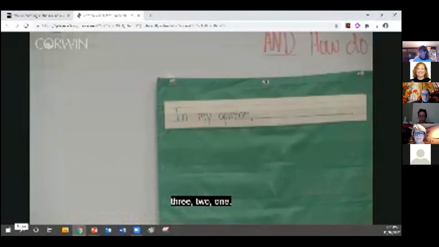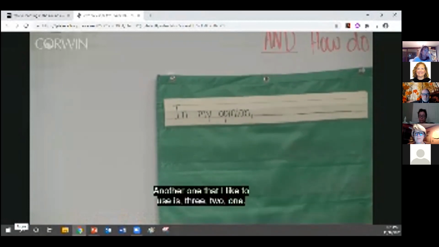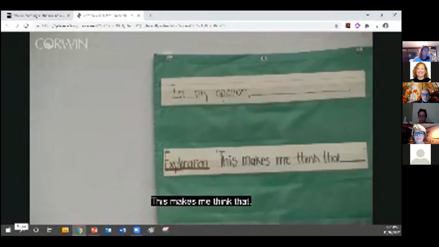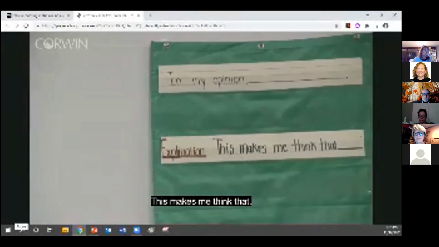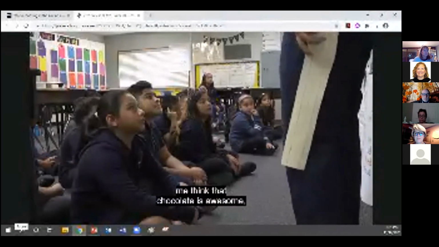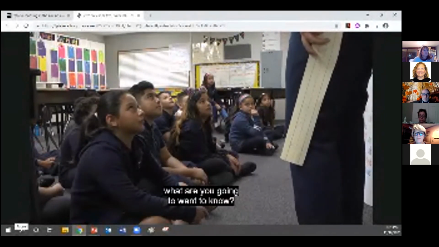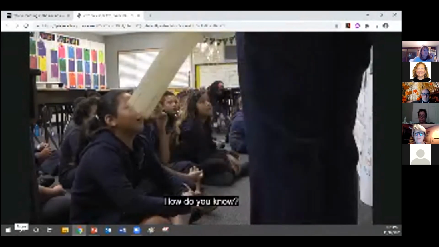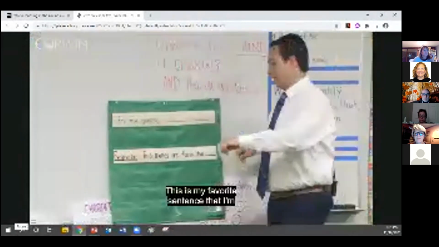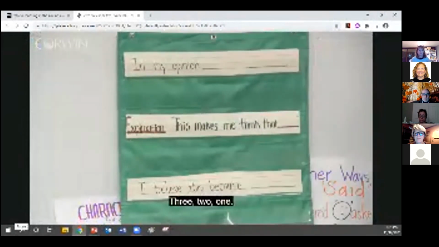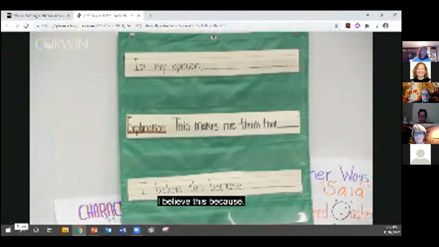3, 2, 1. In my opinion. Another one that I like to use is 3, 2, 1. This makes me think that. Now, if I tell you, hey, this makes me think that chocolate is awesome, what are you going to want to know? Why? How do you know? This is my favorite sentence that I'm going to use today a whole lot. 3, 2, 1. I believe this because.